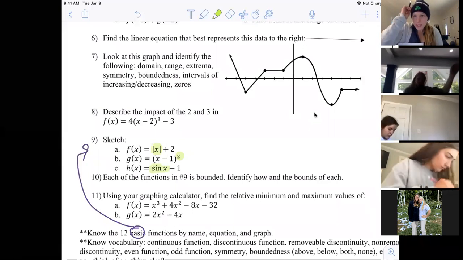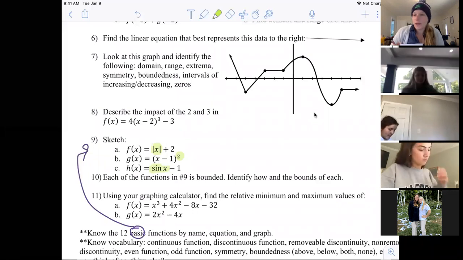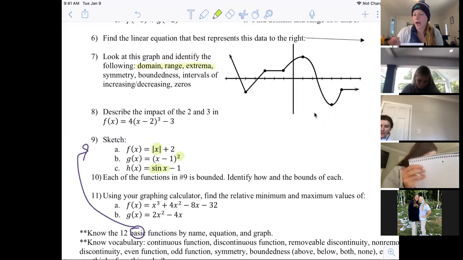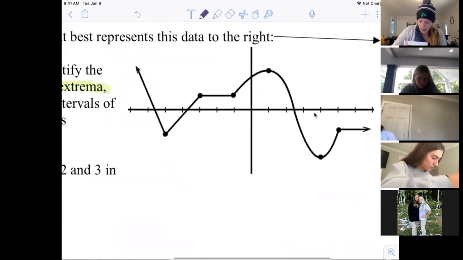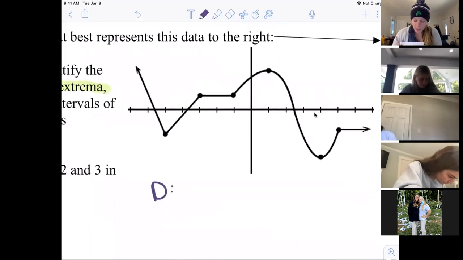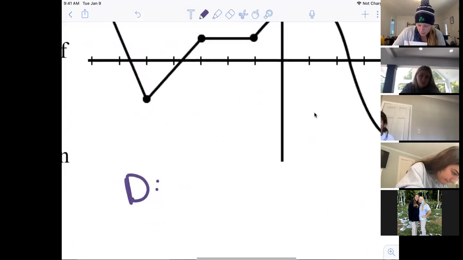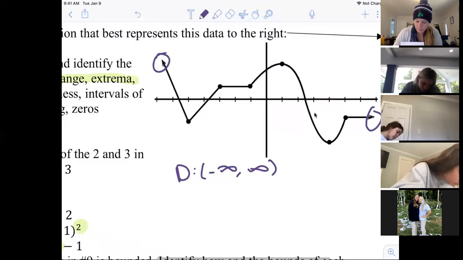So all we're doing is reading a graph. The only thing I really need you to know is that if I use words like domain, range, etc., you know what those words mean. So if I'm looking at this graph, I have to do my domain. My domain is my x's. I've got an arrow over here that looks like it's covering everything, and I've got an arrow over here. I think my domain's fine. It's all real numbers, negative infinity to positive infinity.